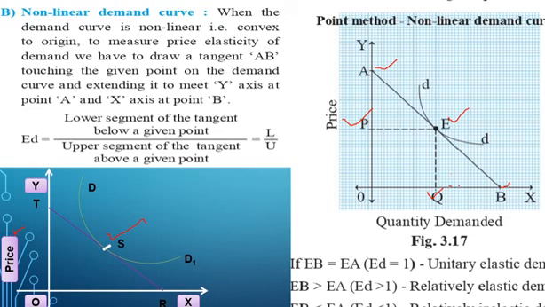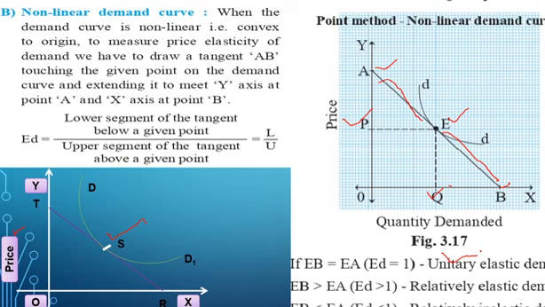If EB is equal to EA, then elasticity of demand is equal to 1, that is unitary elastic demand. And if EB is greater than EA, then elasticity of demand is greater than 1, that is relatively elastic demand. And if EB is less than EA, elasticity of demand is less than 1, that is relatively inelastic demand.